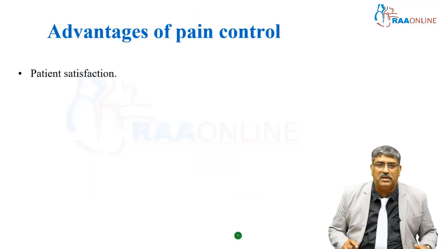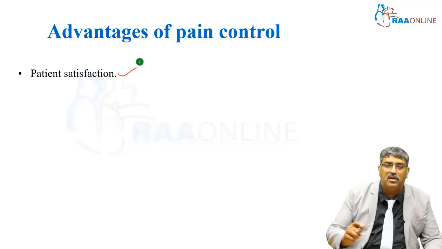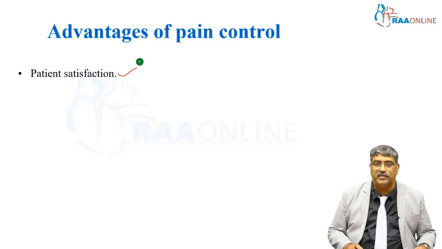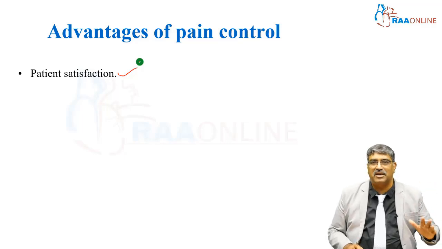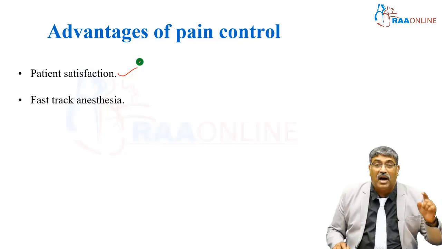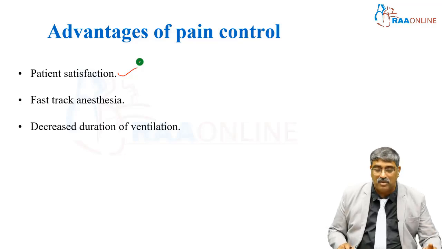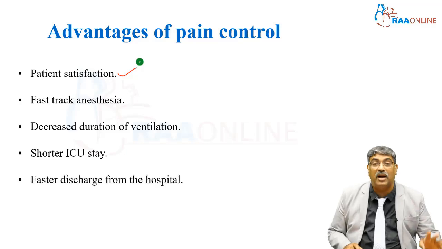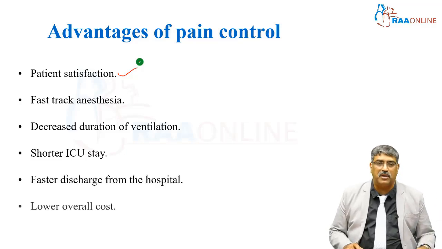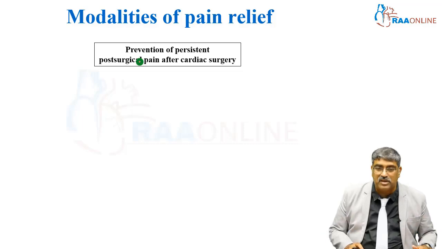What are the advantages of pain control? The first and foremost is if you relieve the pain, the patient is satisfied. All the patient wants when exposed to surgery is to have pain-free surgery. And by controlling the pain, you can fast track the patient and extubate early. Thereby your duration of ventilation comes down, the ICU stay is reduced and there is faster discharge from the hospital. Overall, it reduces the hospital cost. And what are the different ways you can reduce the post-surgical pain?